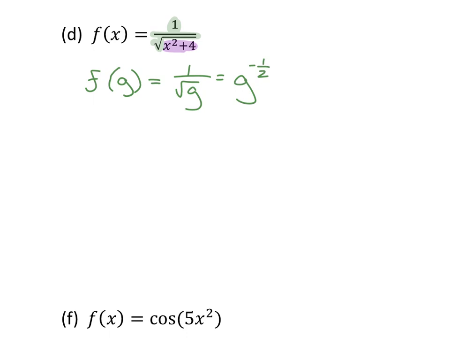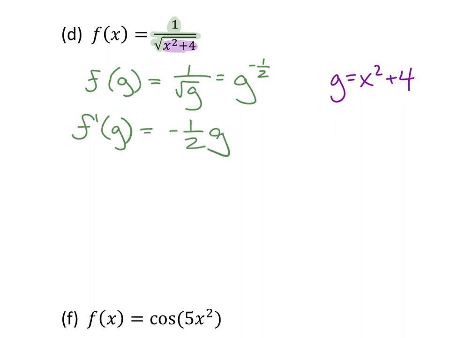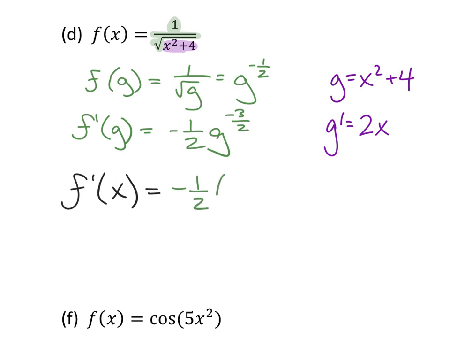After we've gotten this far, we have our inside function and outside function, which means g is x squared plus 4. So if we take the derivatives of both, f prime of g is negative 1/2 g to what power? Negative 3 over 2. And then g prime is just 2x. Great. Let's put it together. If we actually wanted f prime of x, we would keep the f prime of g, but instead of the letter g, we write the expression x squared plus 4, and multiply that by 2x.